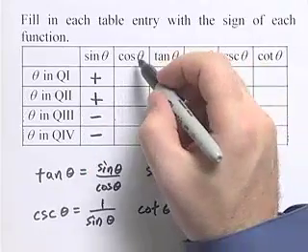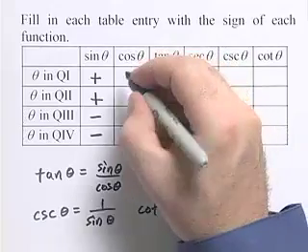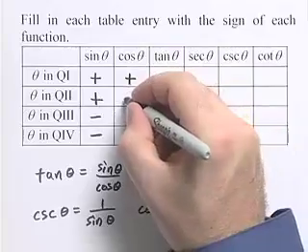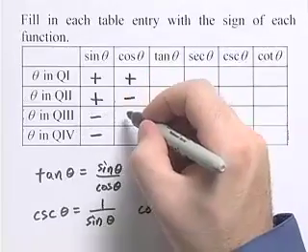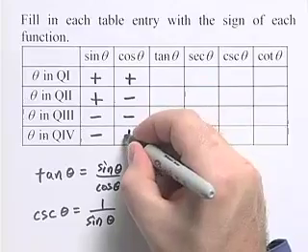For cosine, we associate cosine with the x coordinate. So in quadrant 1, the x values are positive. In quadrant 2, the x values are negative. In quadrant 3, the x values are negative. And in quadrant 4, the x values are positive.